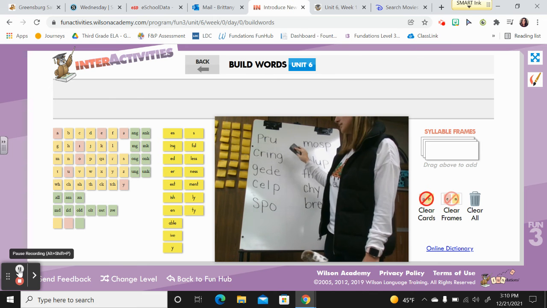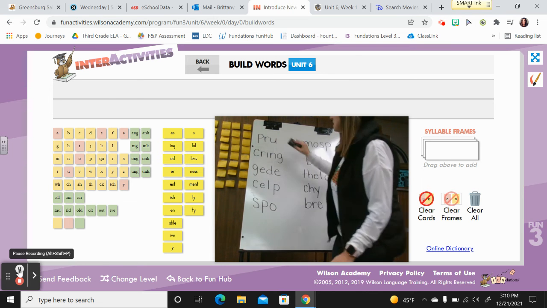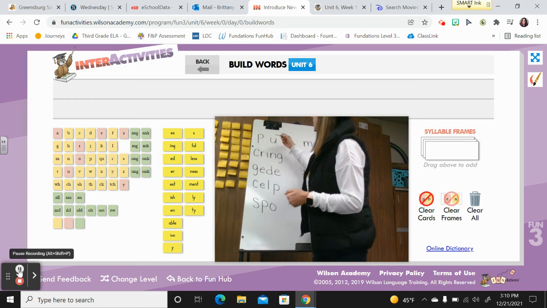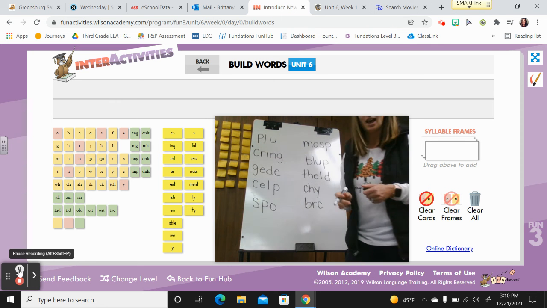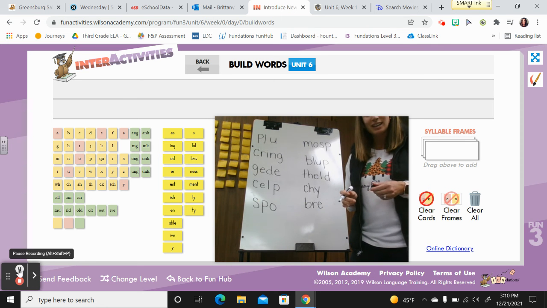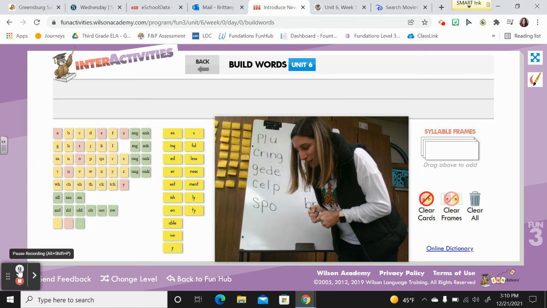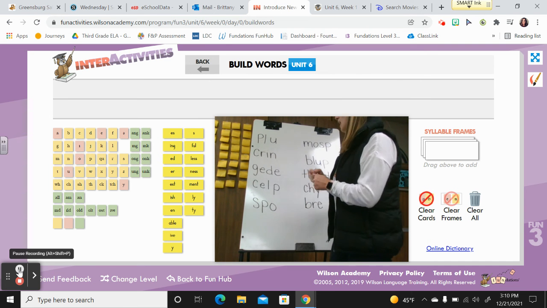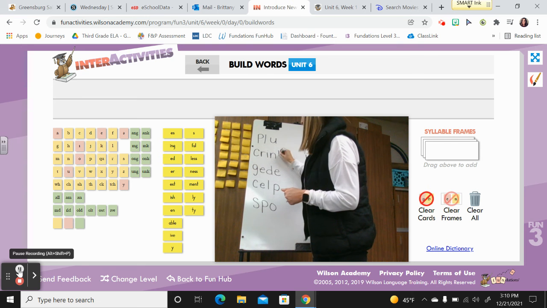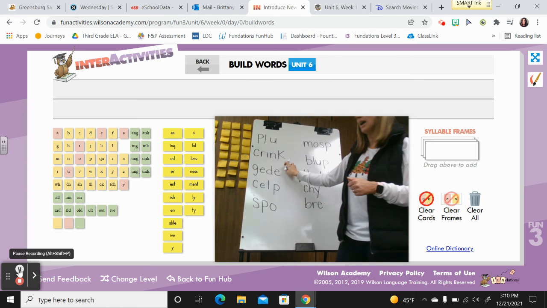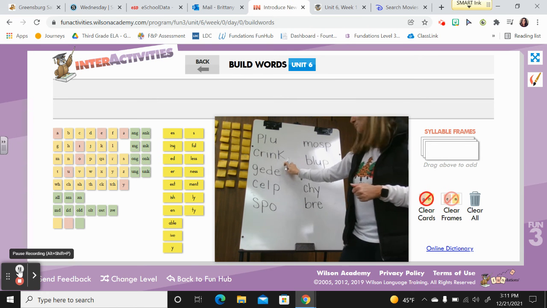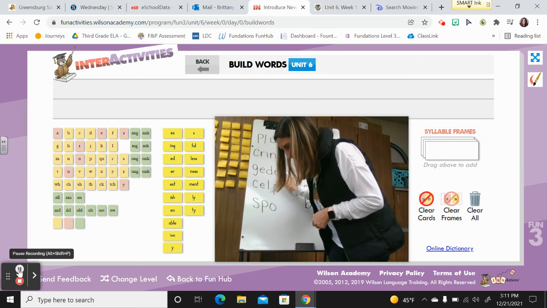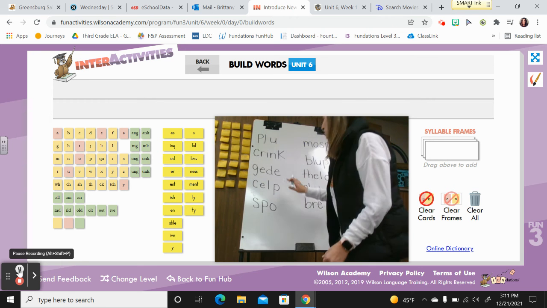Okay, now what I'm going to do is I'm going to take one letter out of these nonsense words and substitute it. Okay, so for example, instead of pru, I'm going to put this letter. And what would it say? Plu. Nice. Okay, what if in this word I did, instead of the G, I did this? So it's not cring anymore, it's what? Crink. Nice work. How about here, instead of, I'm going to actually change this one.